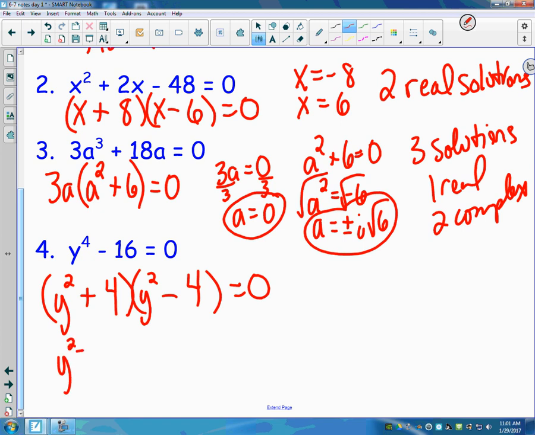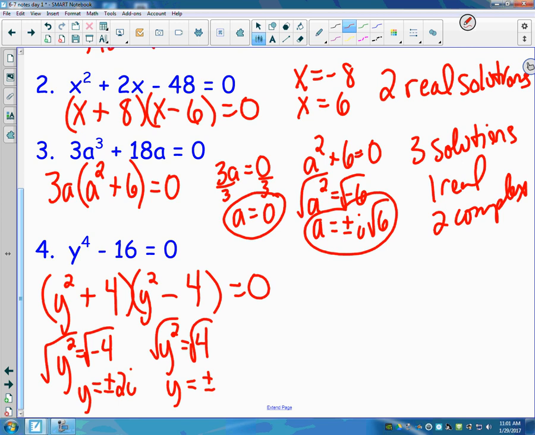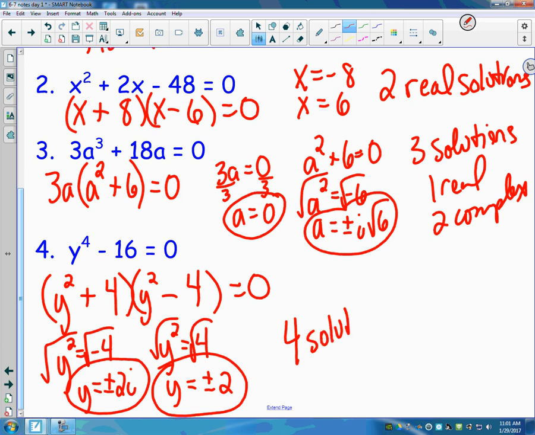So on this one, if I set it equal to 0, I would get negative 4. And on this one, I would get positive 4. So when I take the square root, I get plus or minus 2i on that one. And when I take the square root here, I just get plus or minus 2. So I have 4 solutions, or 4 roots. But on this one, 2 of them are imaginary and 2 are real. Or 2 of them are complex, I guess.